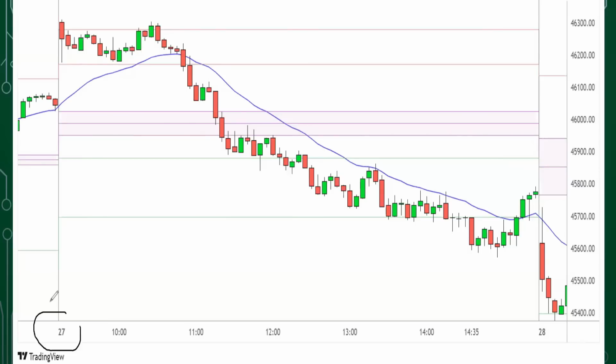Okay, this is the 27th of July chart. You can see that for the first couple of hours, the market was staying sideways, and you have seen that it was giving us profit initially in the strangle, right?